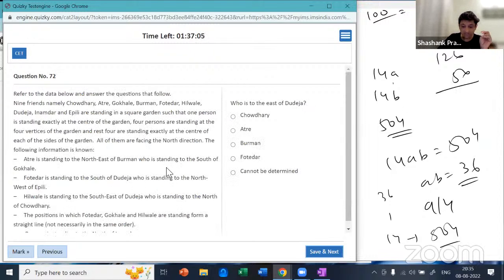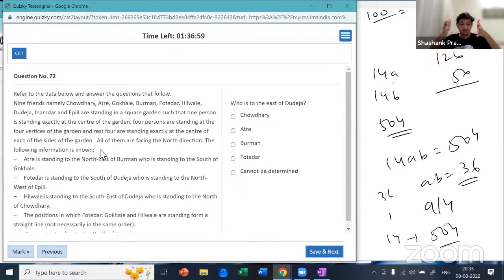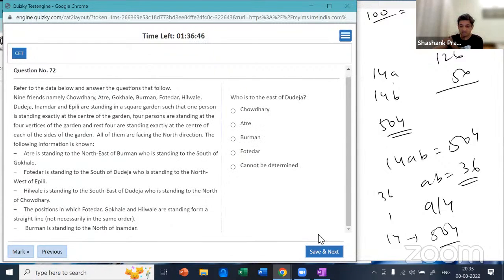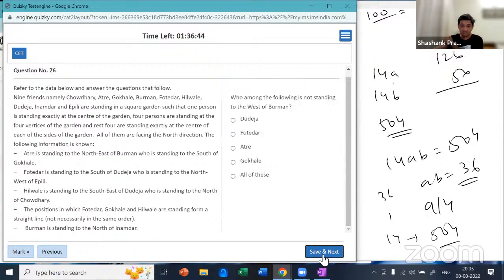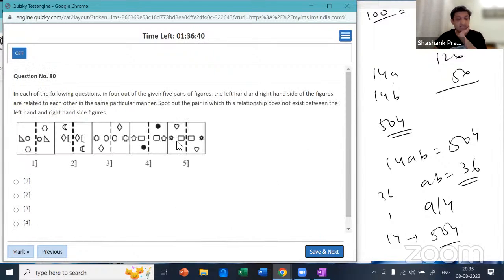Okay, let's see. What is this? 9 friends, center of the garden. 4 are standing at the 4 vertices, 4 are standing at the center of each of the sides of the garden. So 8 people, 9 friends means 1 will be in the center. All of them are facing north direction. Northeast of Burman. Okay, should I try this or not? Mostly not. 3, 4, 5, 6, 7. Okay, 7 questions. We'll look at it later.